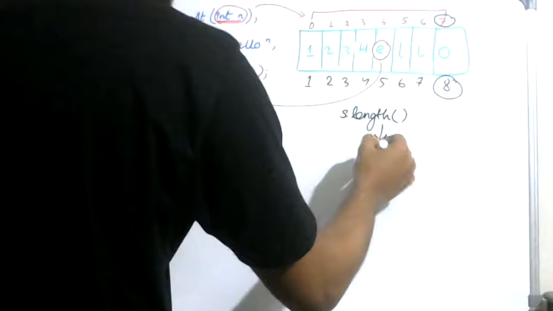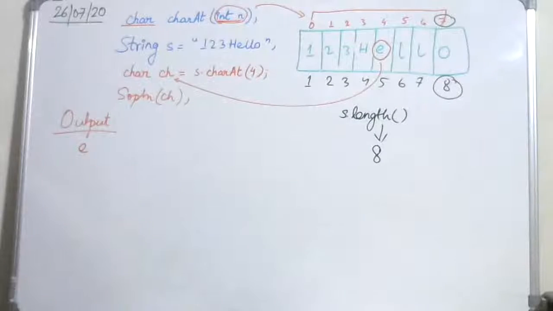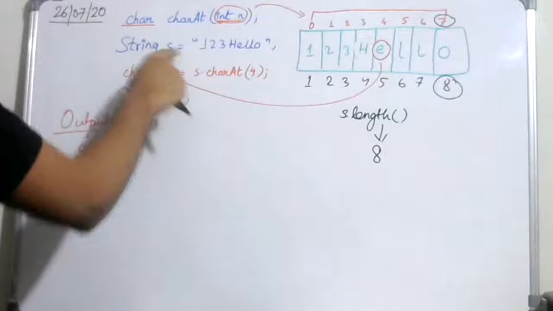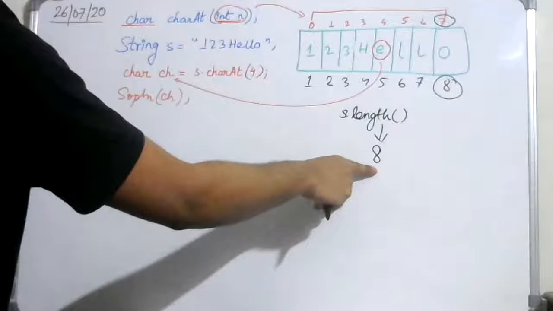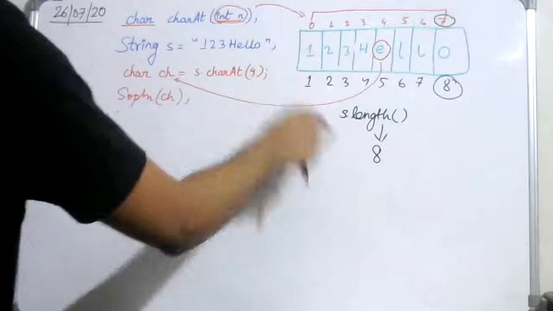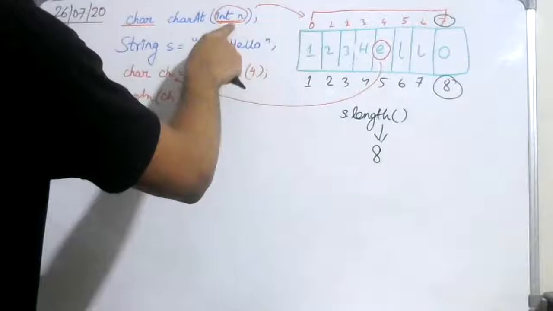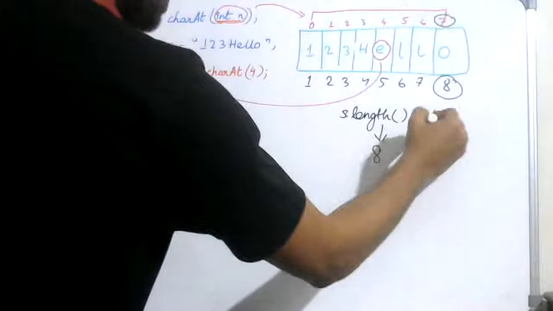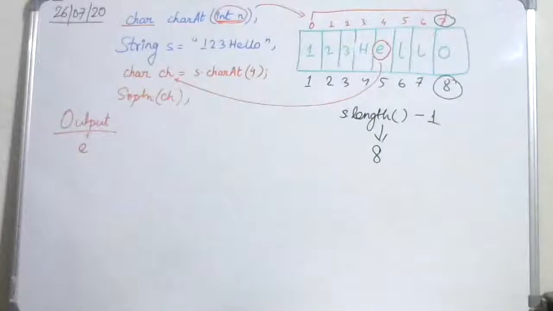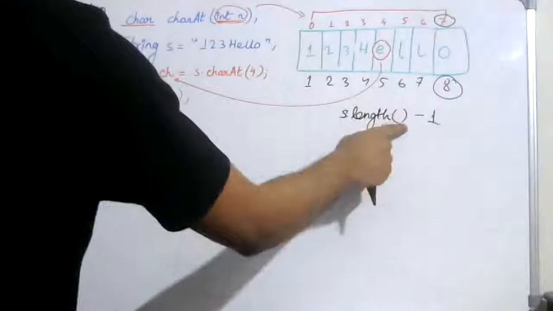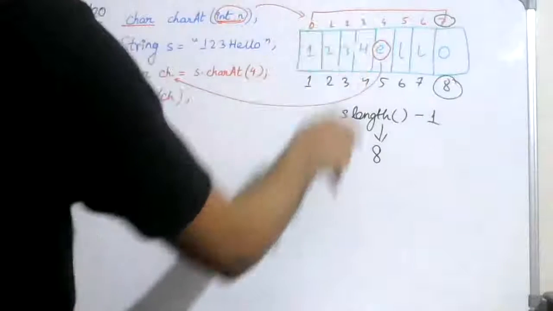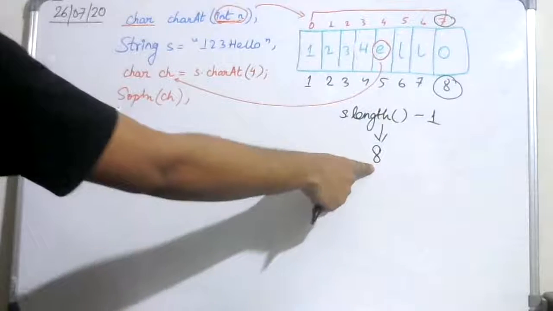So if I call s.length, this will give me an output of 8, right? I'm calling the length function on the string s, and I'll get the value 8, because it starts counting from 1. But the maximum value that the char function can take as an argument is 1 less than the value returned by s.length. So that is what I was trying to explain for so long. s.length will return a value, but during indexing, since it starts from 0, it is always 1 less than the value returned by length.